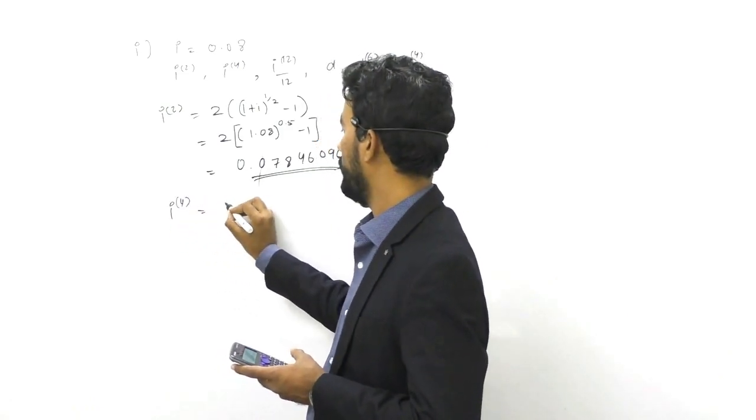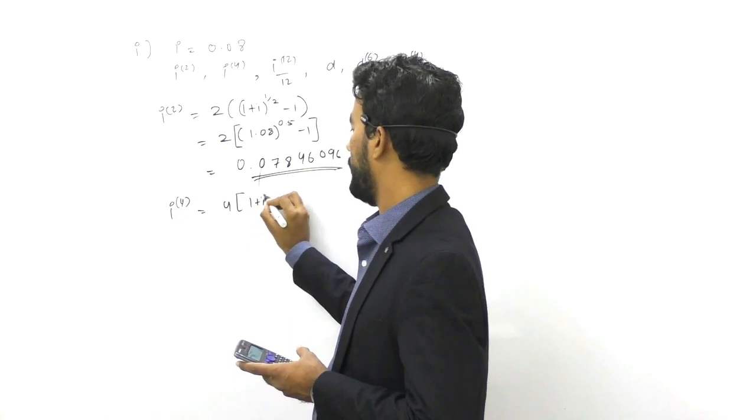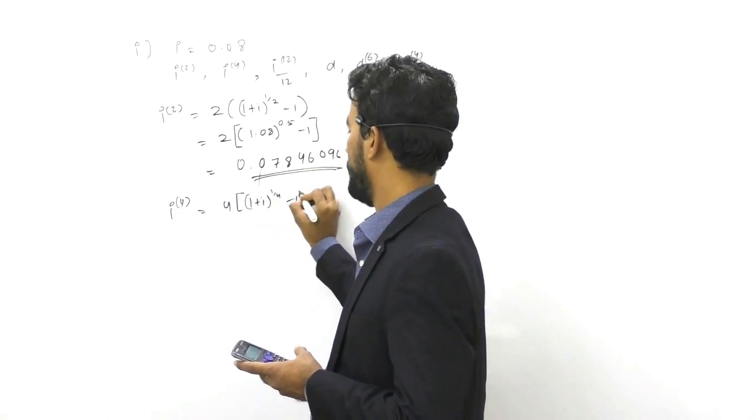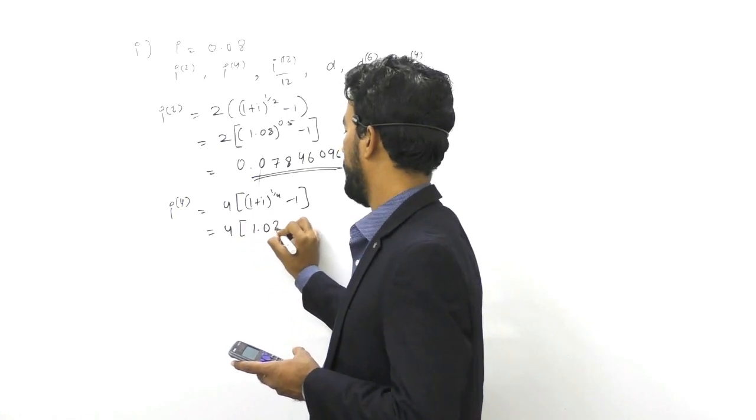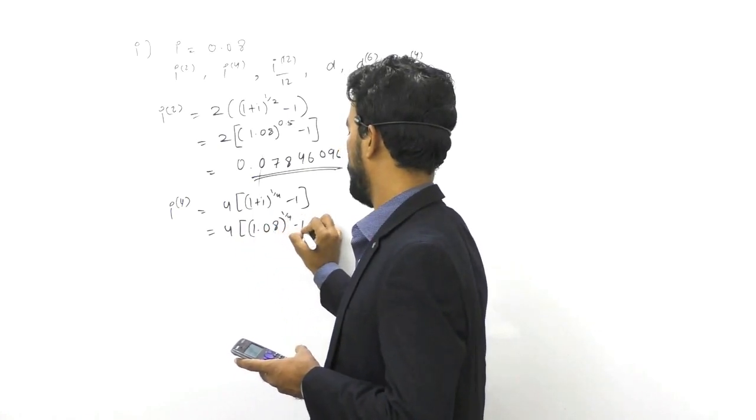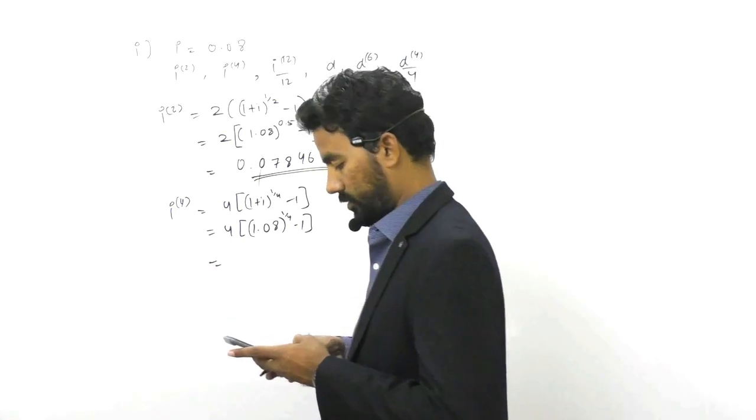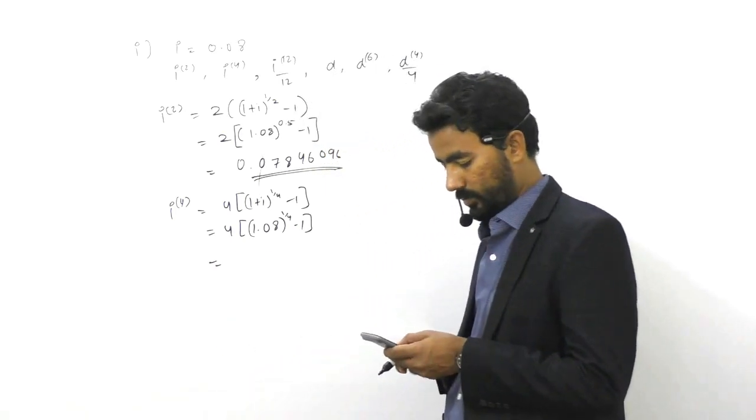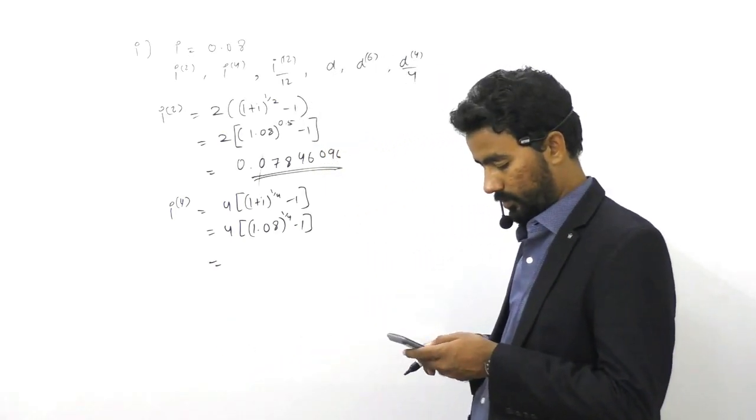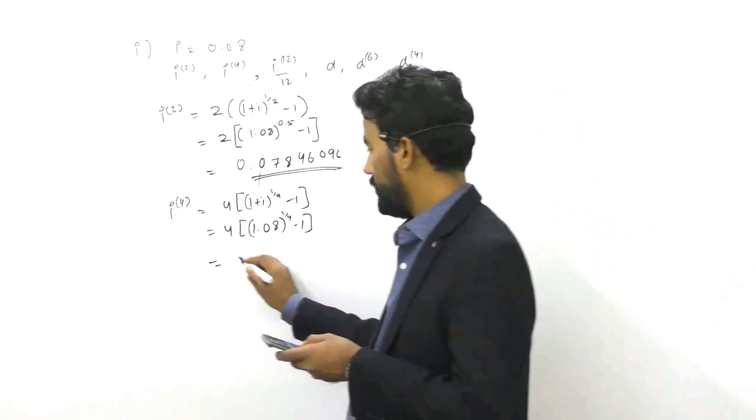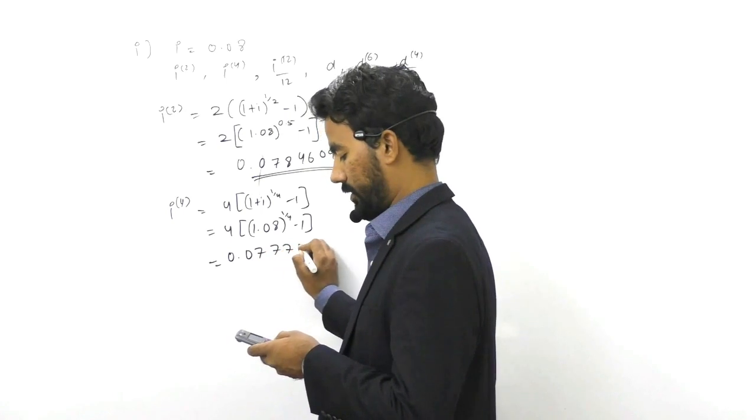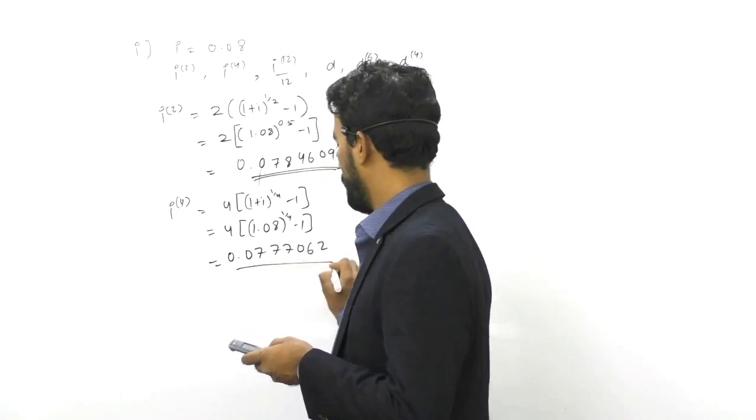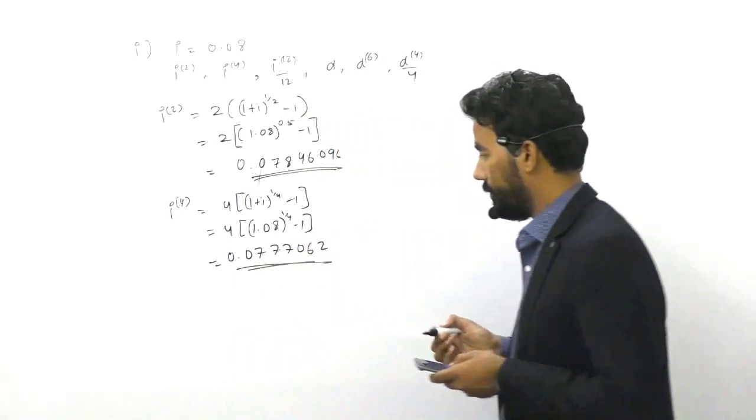Now i4 should be equal to 4 × ((1 + i)^(1/4) - 1), which is 4 × (1.08^(1/4) - 1), which should give me the answer 0.07776062. It is 1.8, I just rounded up to 2.